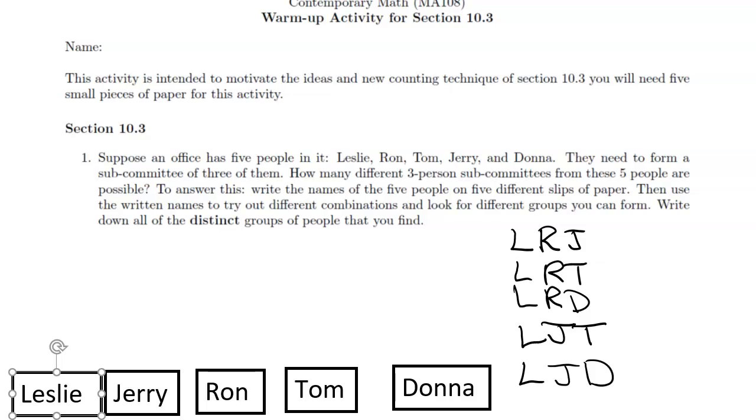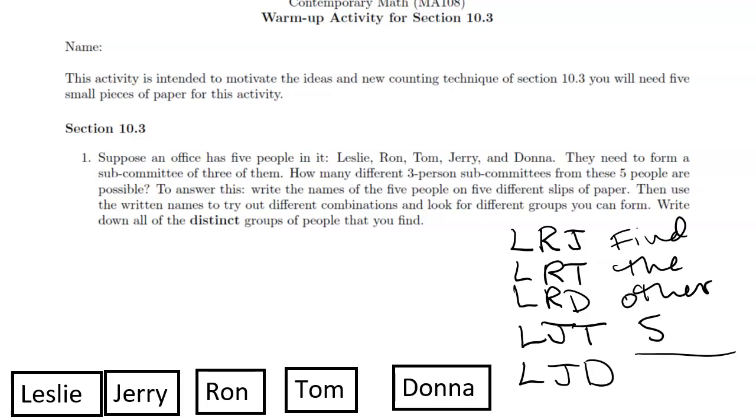So far we've found 5 groups. There's a total of 10. So your job then is to find the other 5. So we should find a total of 10 when you're done with this activity. So I've listed 5 here for you and kind of given you an idea of how to go through it, and there's 5 more for you to find.